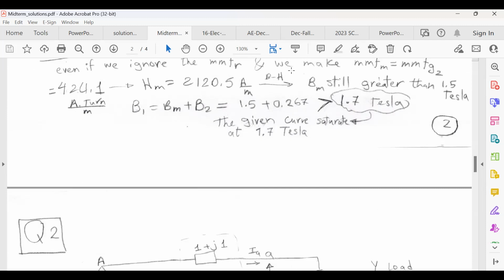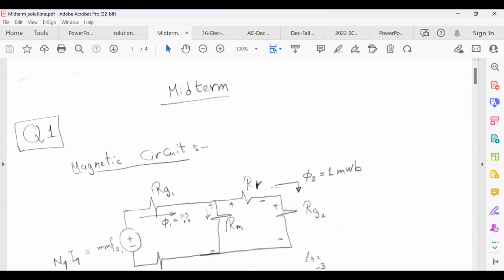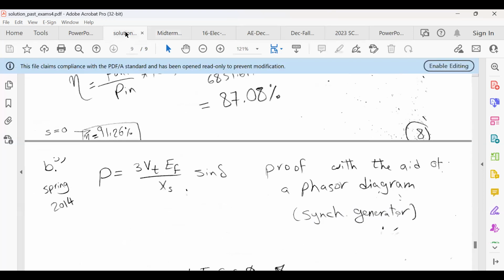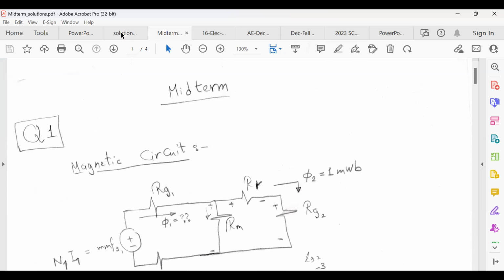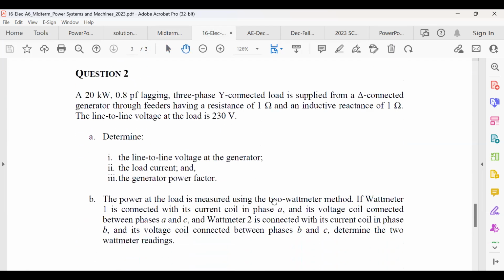Any questions regarding this one? If no questions, we can solve or give you some notes for the second problem.